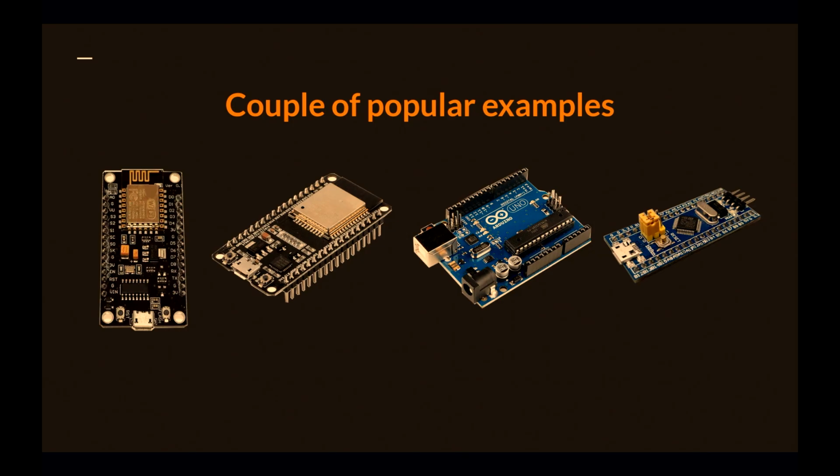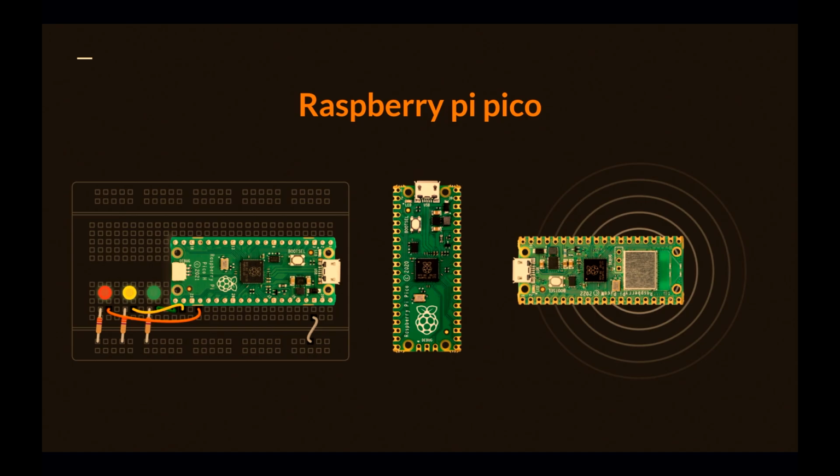It's also known as Blue Pill. It's kind of like a cheap version of the microcontroller without Wi-Fi, but it's very, very usable for projects. As I mentioned, our today's hero is Raspberry Pi Pico.